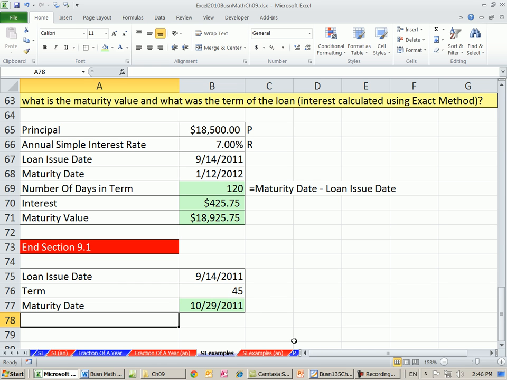All right, that's a lot about simple interest calculations. That's the end of section 9.1, so you can go do your homework. See you next video.